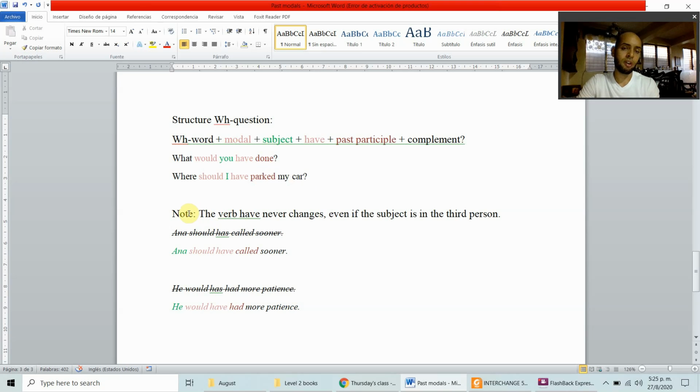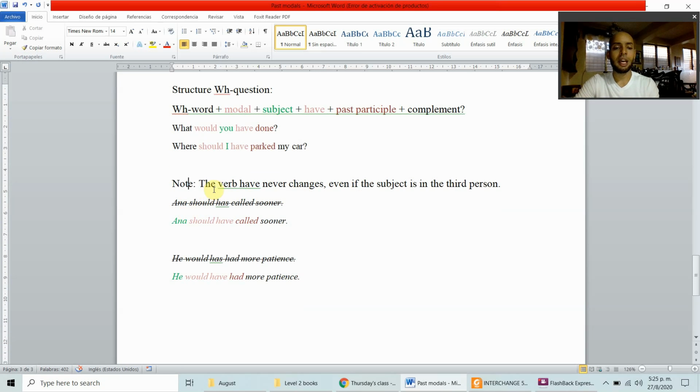Note what I just said. I corrected myself in this one. The verb have never changes, even if the subject is in the third person. Let's see. Anna should has called sooner. No, that's not correct. Anna should have called sooner. He would has had more patience. No, this one doesn't change. He would have had more patience.